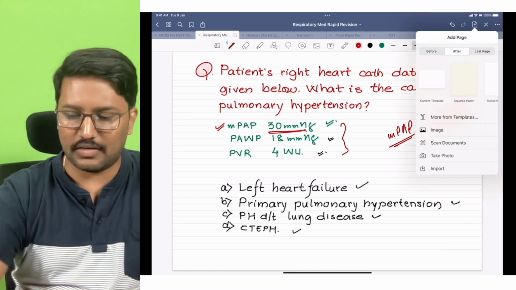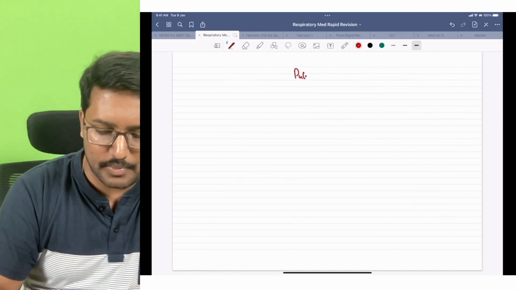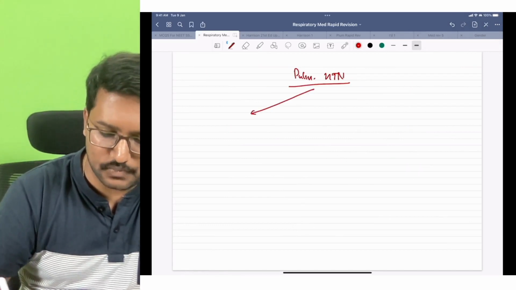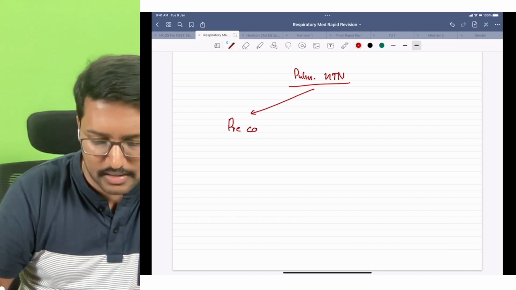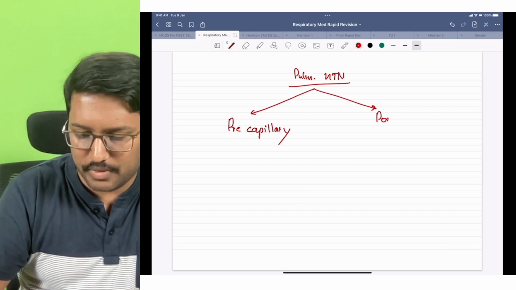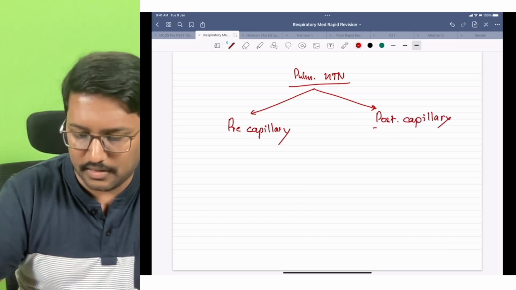One approach that we can follow for classification of the causes for pulmonary hypertension is that pulmonary hypertension can be said to be pre-capillary or post-capillary. Now what do you mean by pre-capillary and post-capillary, and which of these belong to pre and post?